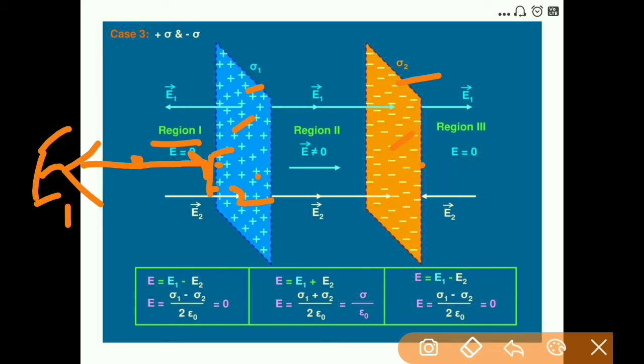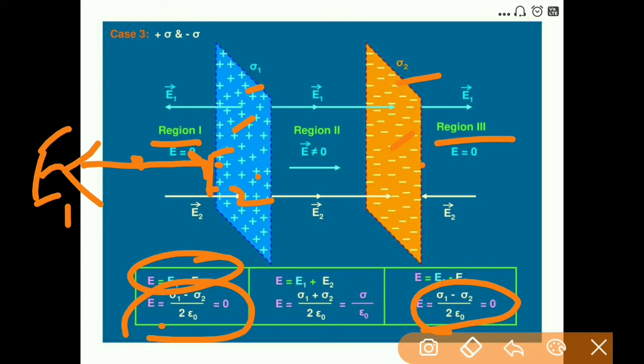So this time the electric fields are in opposite directions. E net will be E1 minus E2, but the magnitudes of sigma 1 and sigma 2 are equal. So sigma 1 minus sigma 2 upon 2 epsilon naught, but sigma 1 is equal to sigma 2, so both get cancelled out. You will get E is equal to 0. Similarly for region 3, you will get E is equal to 0, because again the directions of the electric fields are opposite. E1 is in this direction, E2 is in the opposite direction.